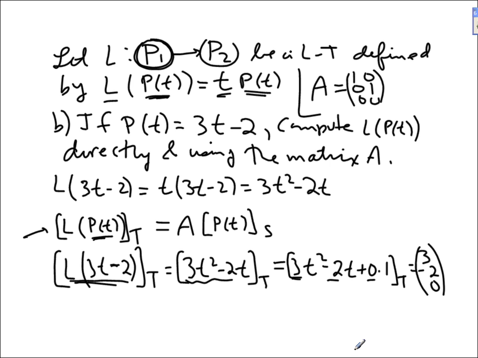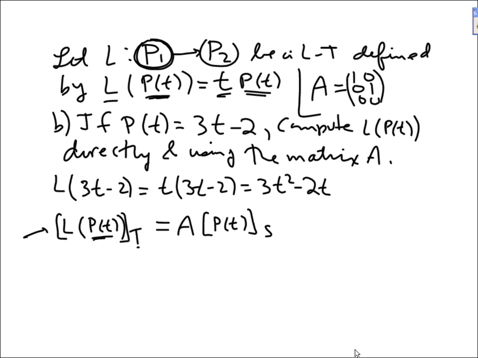In fact, you know what? I don't like what I just did. The reason I don't like it is because I actually calculated L of 3t minus 2. I'm just going to calculate the right-hand side. I'm sorry. I knew something didn't look right. I'm going to calculate A times this. Well, A is this matrix.